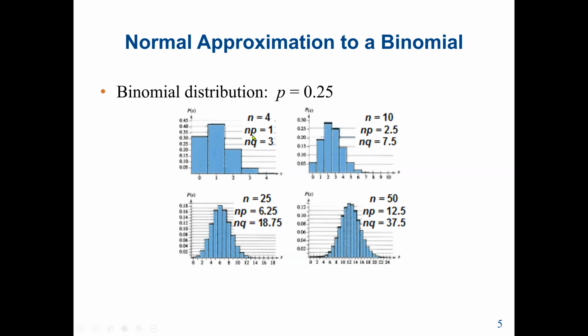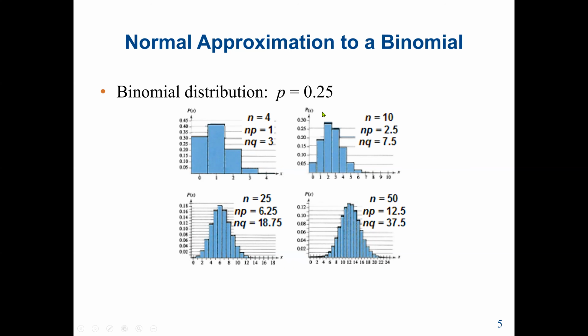Our condition says np should be greater than or equal to 5, and nq also should be greater than or equal to 5. The sample size is only 4, very small. Here we are assuming p is 0.25. If p is 0.25, then q will be 0.75, which is 1 minus p.